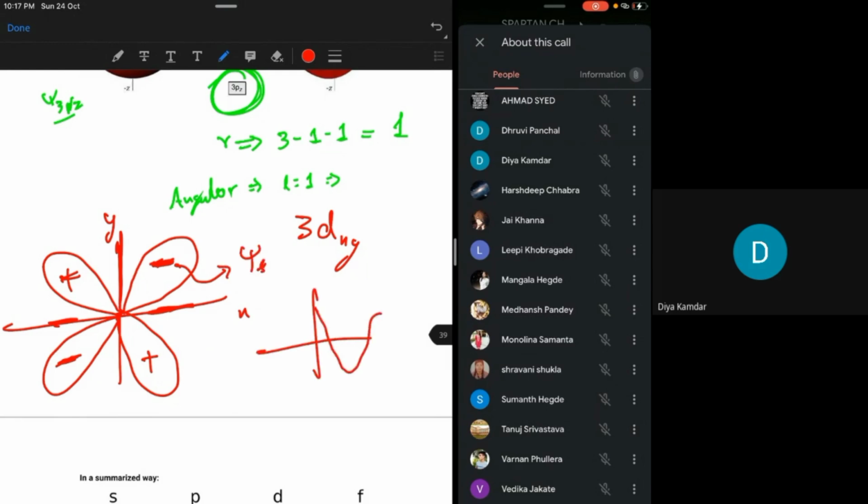It becomes plus and then minus and like that. So here it is plus, here it is minus. This is just the value of the wave function. It has no physical significance. Are you guys getting it?